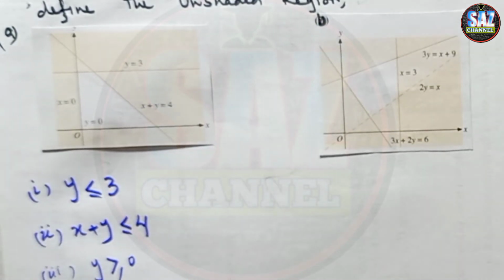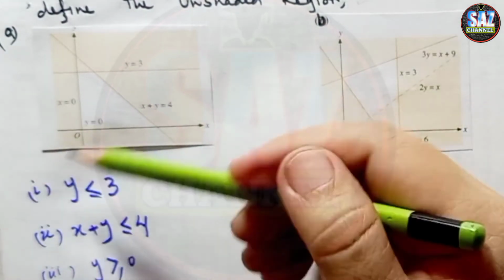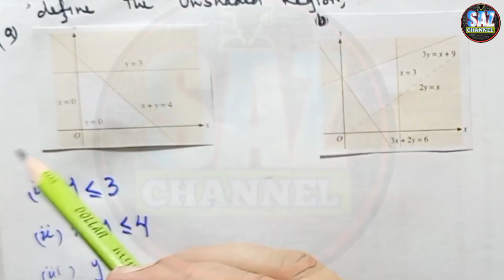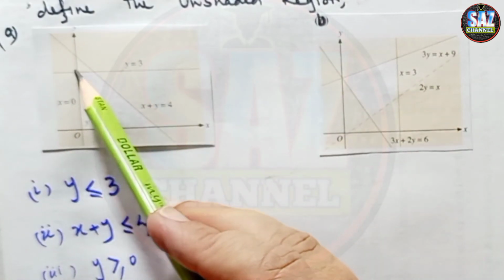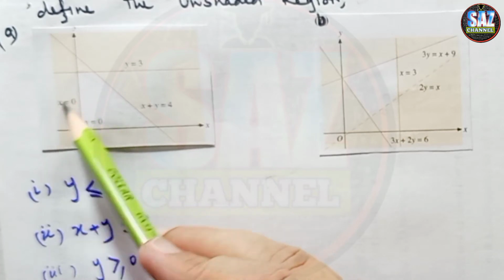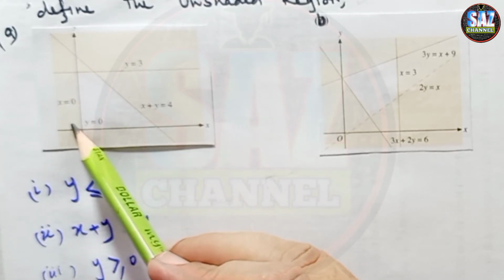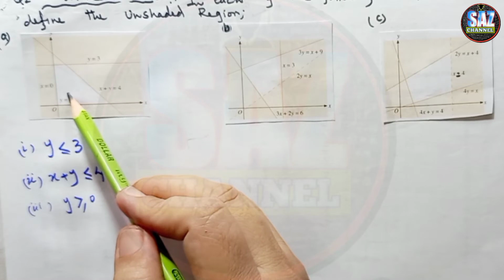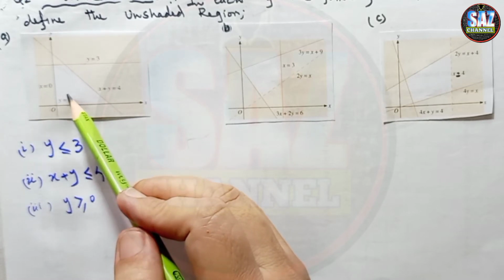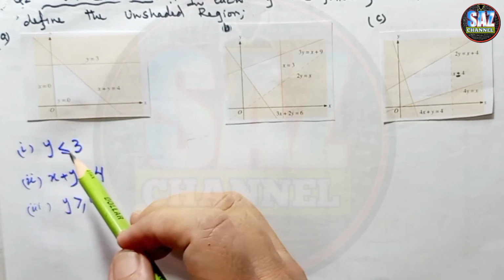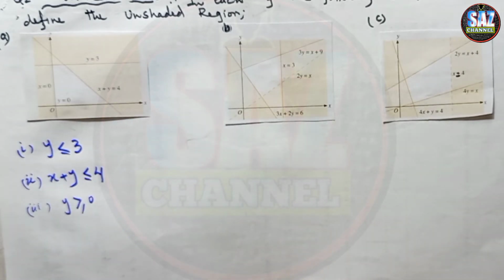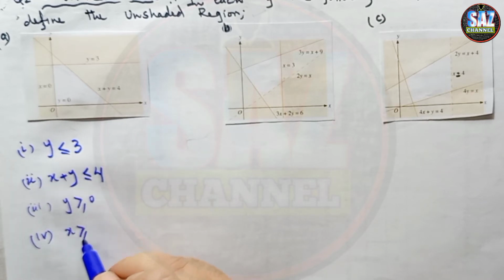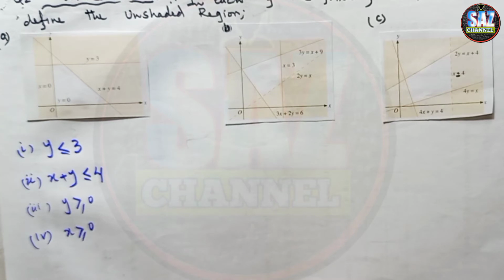Coming to the last equation given in the question, x equals 0. If we look at the diagram, the shading is towards the left of the y-axis, and the required unshaded region for which we have to write the inequality is towards the right. So the inequality associated with x equals 0 will be x greater than or equal to 0. I hope you are clear about this part, and let's move to the second part.